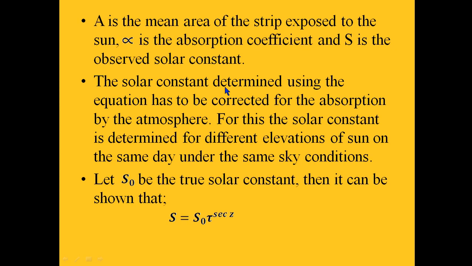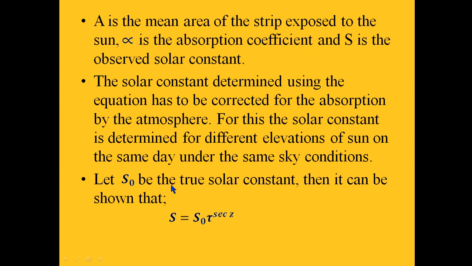The solar constant determined using this equation has to be corrected for the absorption by the atmosphere, because the sun's rays incident on the Earth's atmosphere, not all the radiations are allowed to pass through the atmosphere, because the atmospheric contents will absorb part of the solar radiation. For this, the solar constant is determined for different elevations of sun on the same day under same sky conditions.